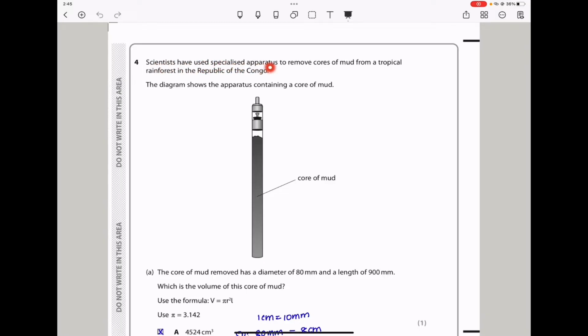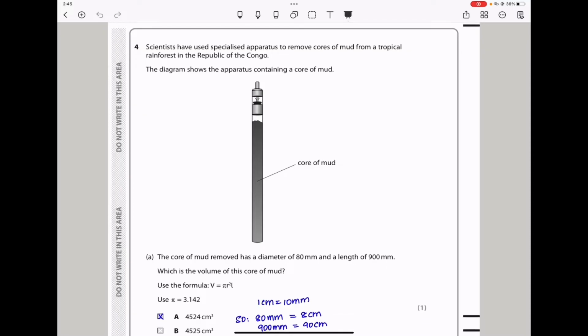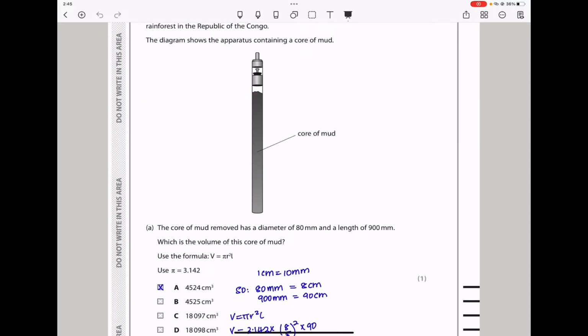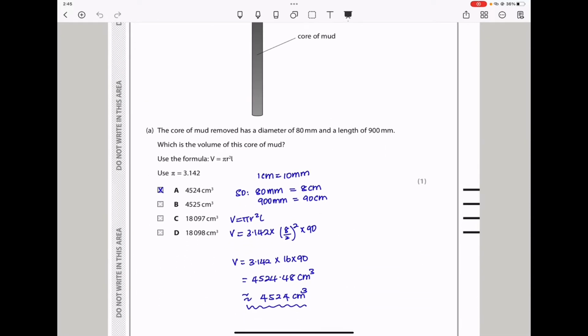Scientists have used specialized apparatus to remove cores of mud from a tropical rainforest in the Republic of Congo. The diagram shows the apparatus containing a core of mud. This is the mud that has been sampled. Down here they say, the core of mud removed has a diameter of 80 millimeters and a length of 900 millimeters. What is the volume of this core of mud?